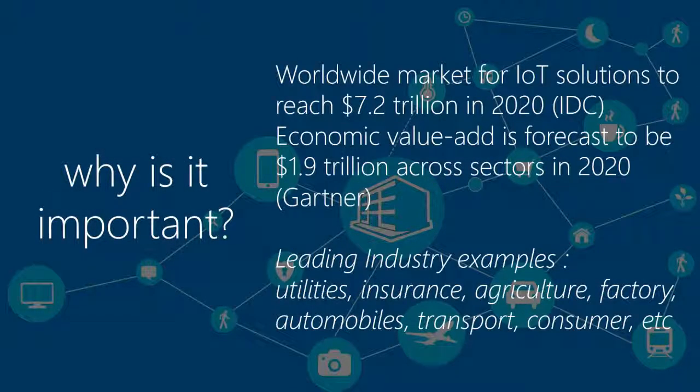Economically, why is this important? These are numbers that are above my ability to comprehend. But 7.2 trillion by 2020 by IDC, that's what they say. And then there's a certain number of economic value add, and that's supposed to be a little less than $2 trillion across multiple sectors. The leading industries out there right now are utilities, insurance, ag, as I just mentioned, factory, automobiles. There are a lot of scenarios about connected cars, GM with their OnStar system. I don't know if that's made its way here to New Zealand, but that's certainly an IoT play. Transportation, and of course there are a lot of consumer plays out there as well.